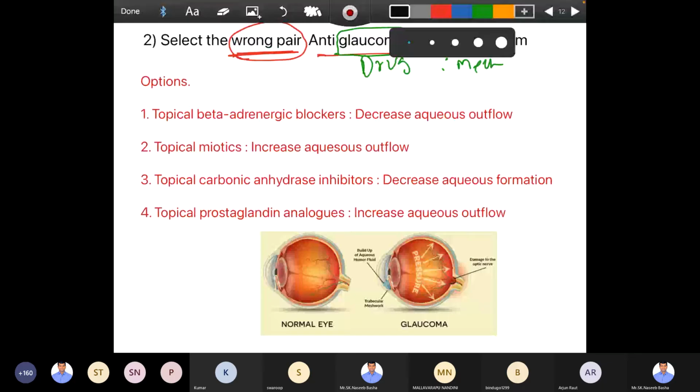So what is your job? When there is an increase in intraocular pressure, you need to either reduce the aqueous formation or increase the outflow. Removing the water is increasing the outflow, or reducing the inflow means initially you are not allowing this fluid to form. Only two methods are there.